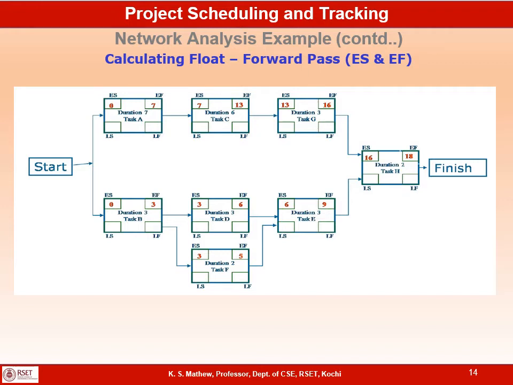So even though task F completes on the 5th day, you cannot start E on the 5th day because task D is not complete on the 5th day. Task D will be complete only on the 6th day. So task E has to wait till D is complete. So the early start of E will be 6 and the duration of E is 3. So the early finish of task E is 9.